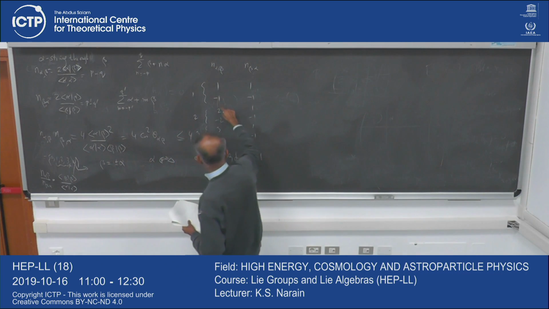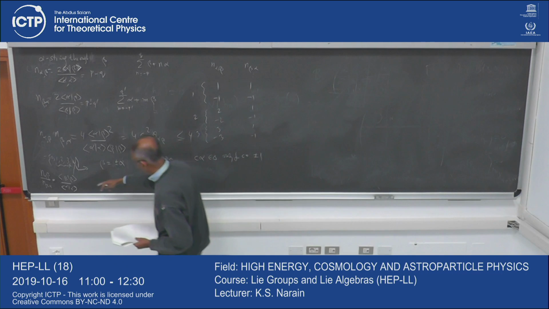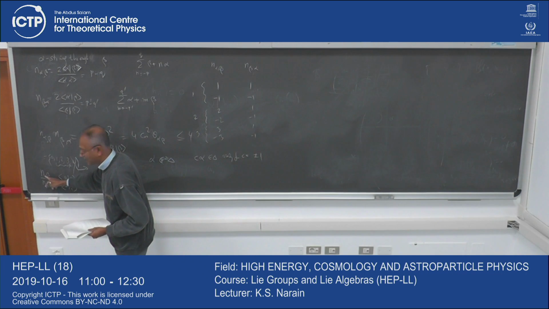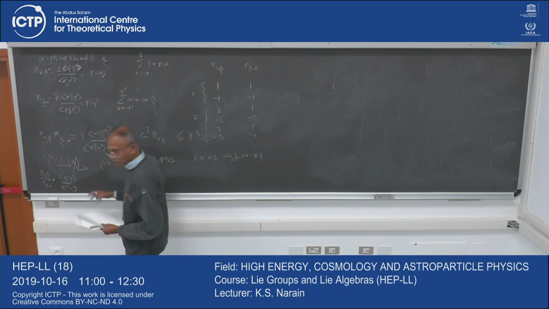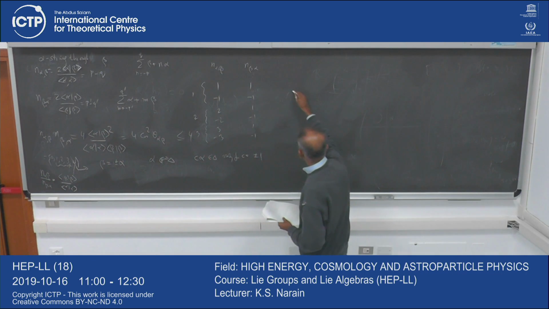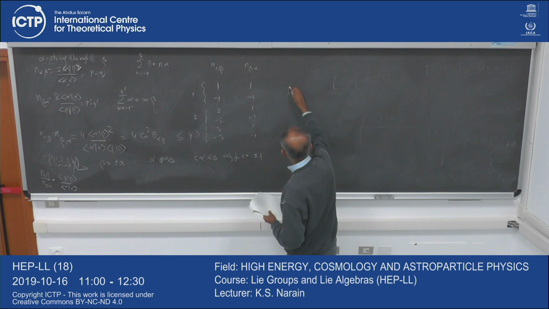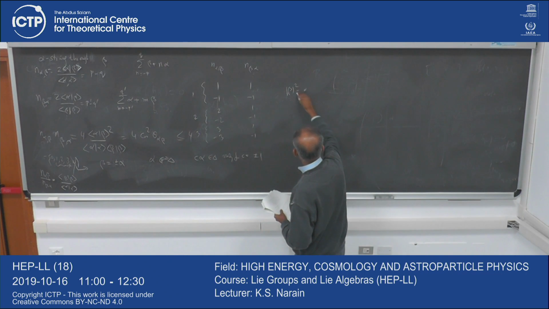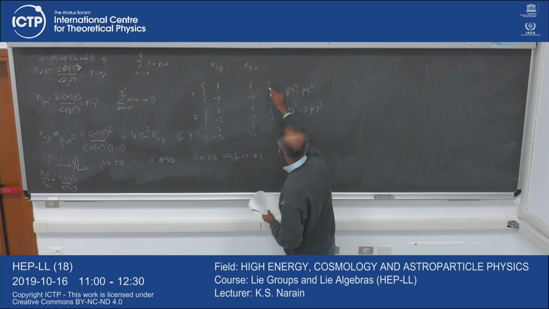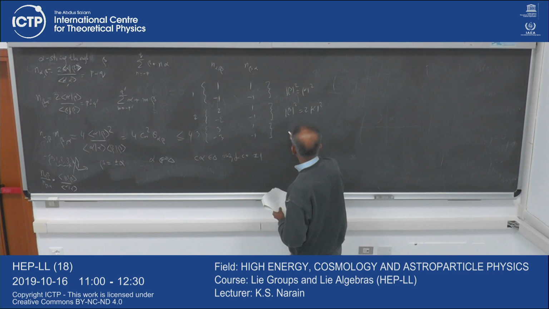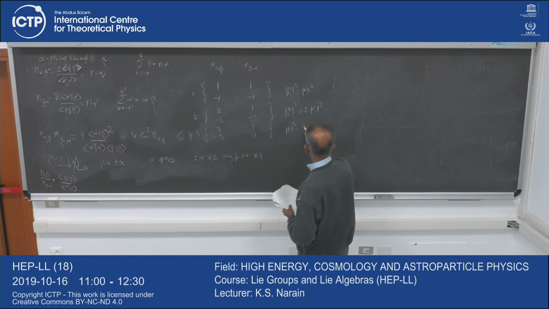since beta alpha is always plus or minus 1, alpha beta is plus or minus 1, 2, or 3. So clearly, for this case beta square equals alpha square. For this case beta square equals 2 alpha square, and here beta square equals 3 alpha square.